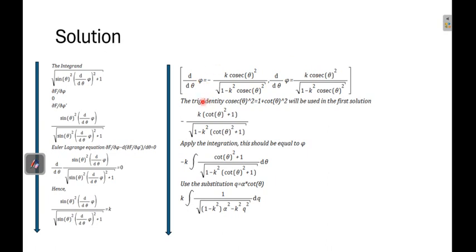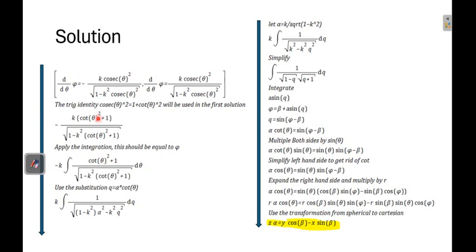I will use the trigonometric identity cosec squared theta is equal to 1 plus cotan squared theta, and then I will apply the integral. Remember that this is d phi by d theta, hence when we integrate this one we will get phi as a function in theta. And I will use the substitution q is equal to alpha cotan theta, we will get this kind of expression, and I will substitute by alpha is equal to k over square root 1 over k squared, and k will cancel from the numerator and the denominator, and we will get this form.